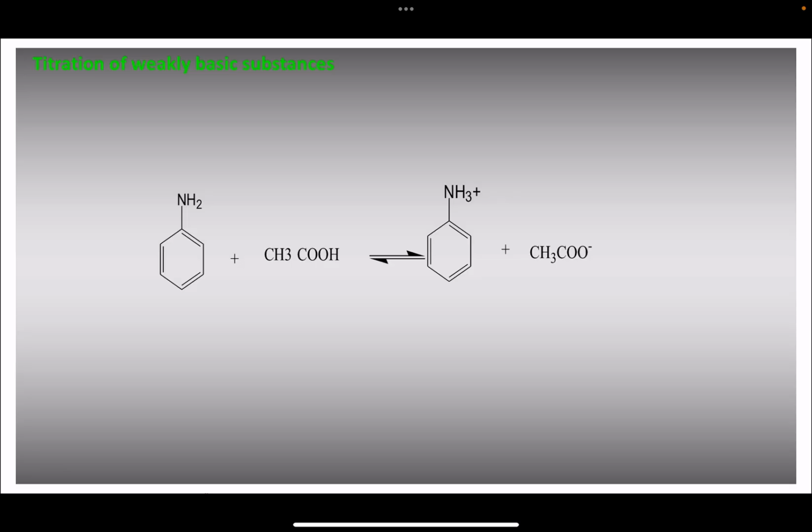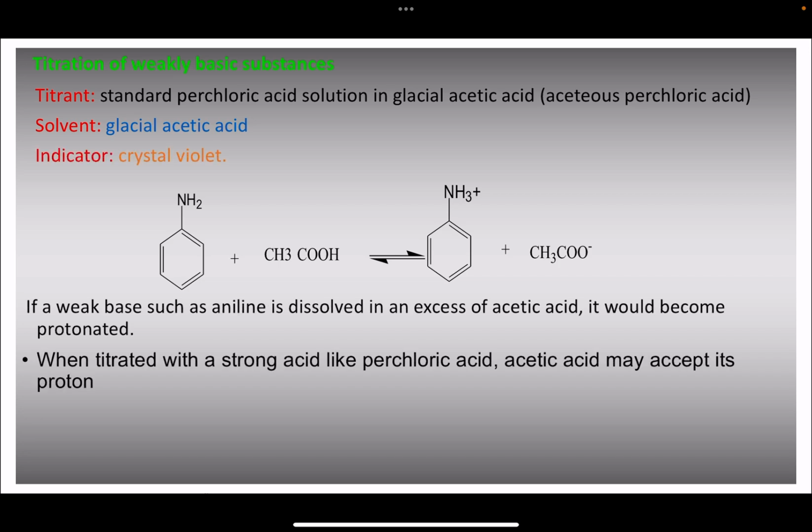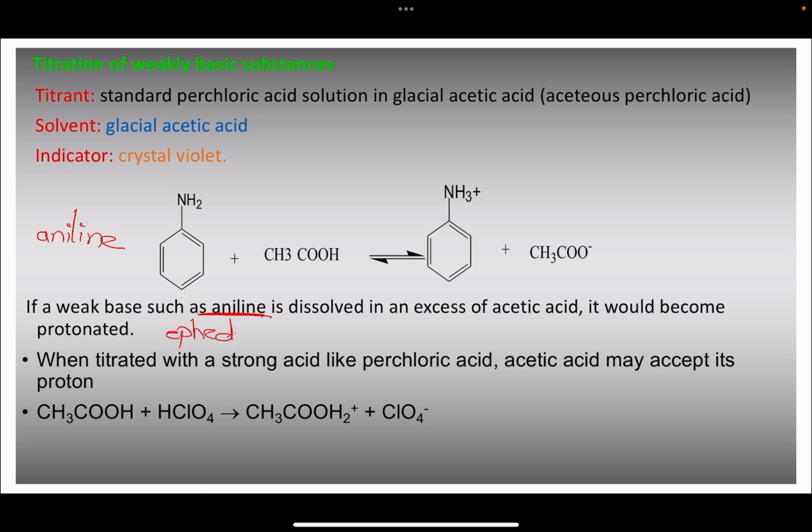We will take two main examples. That's the titration of weakly basic substances and the titration of weakly acidic substances. The first example will be with weakly basic substances, and the example we are taking would be aniline, and this example applies to basic drugs such as ephedrine and adrenaline. So the sample is basic in nature.